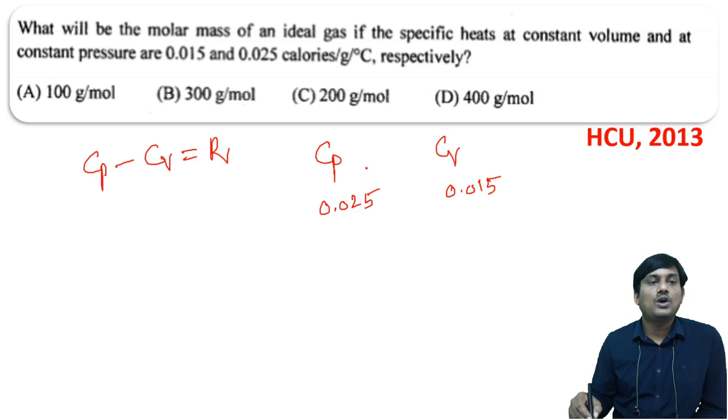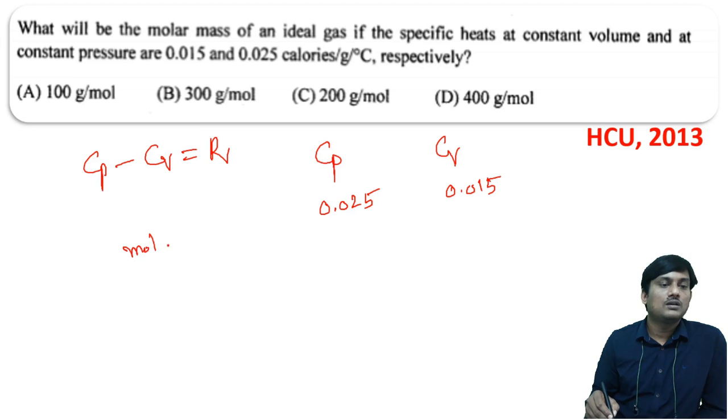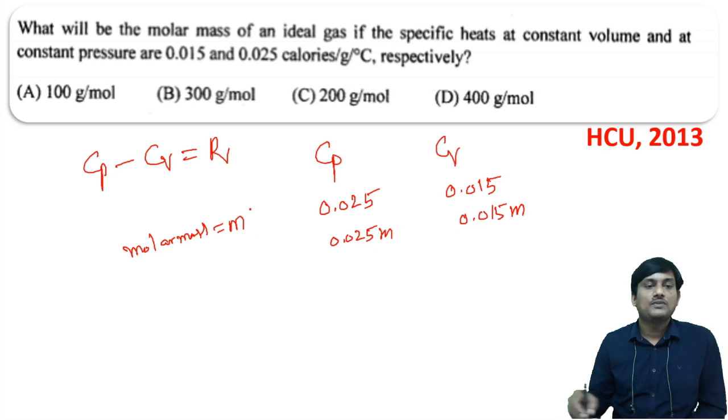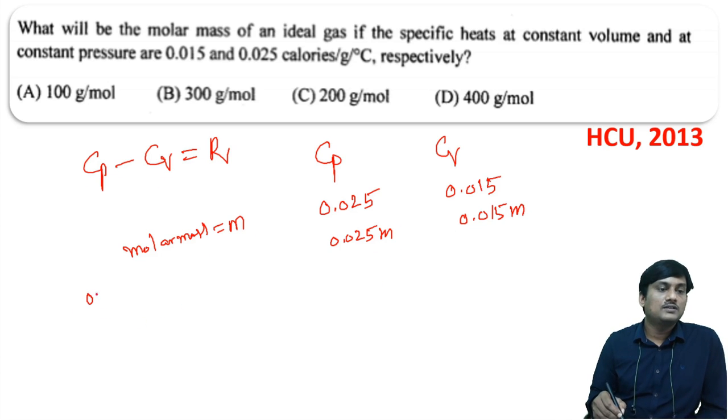But you have to take molar heat capacity at constant volume and pressure. So you have to multiply with the molar mass. Let us take molar mass as M. Then you have to multiply with M: 0.025 M molar heat capacity at constant pressure, 0.015 M molar heat capacity at constant volume. Then what is the relation? Cp minus Cv is equal to R, means 0.025 M minus 0.015 M is equal to R.